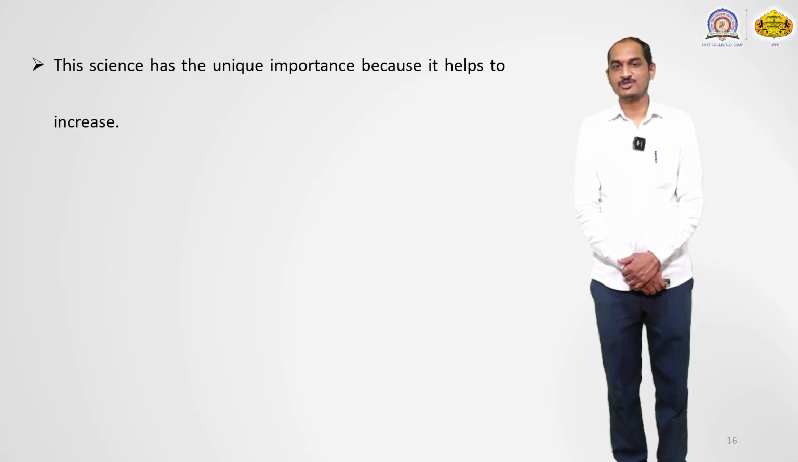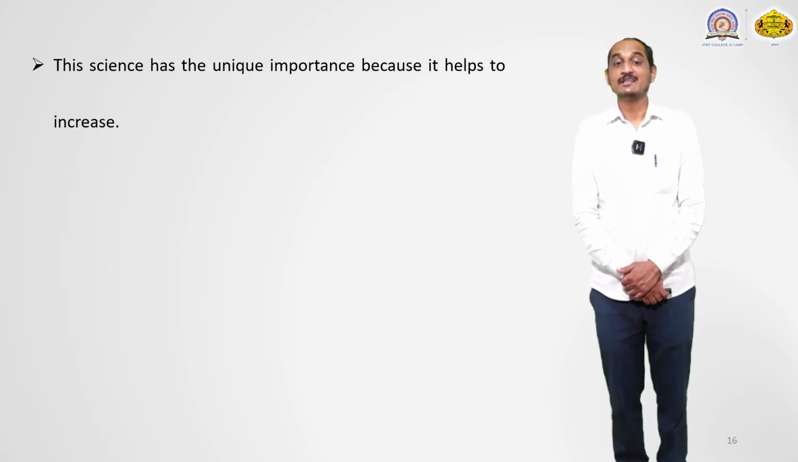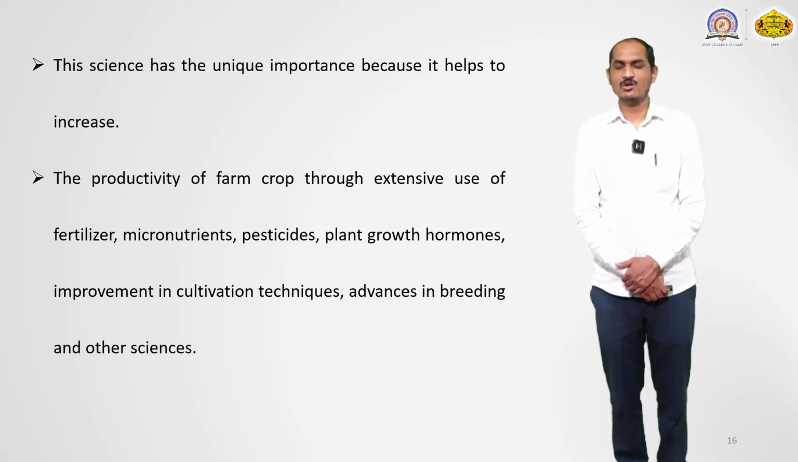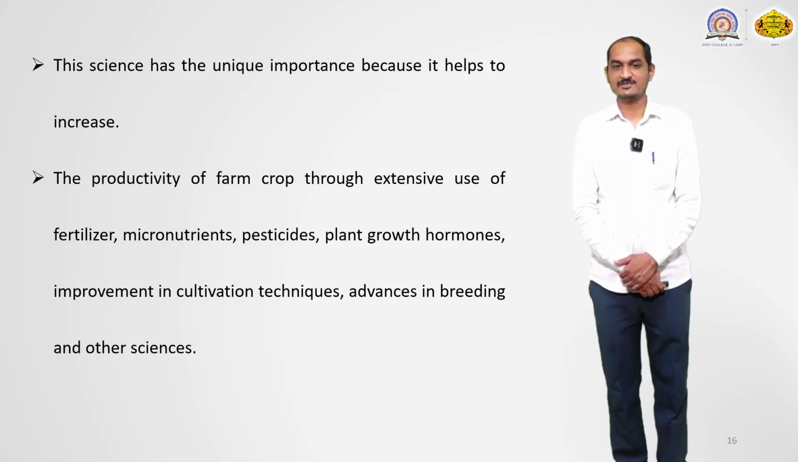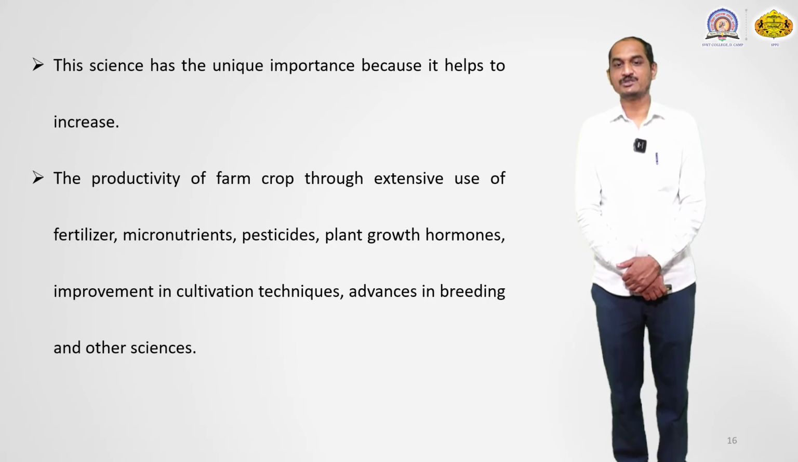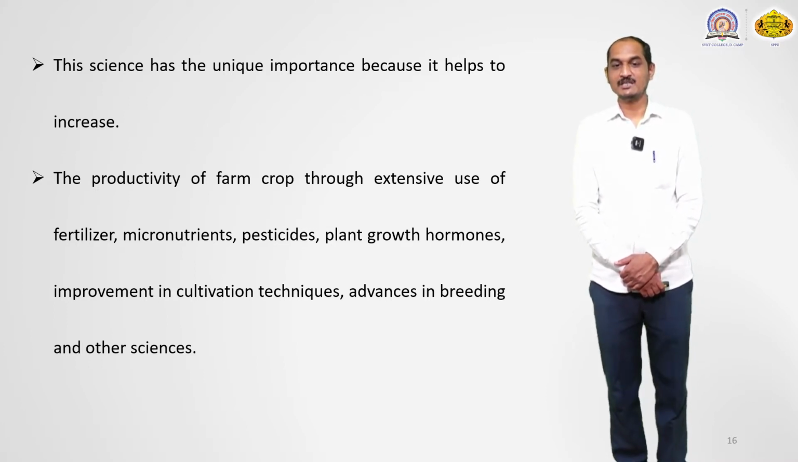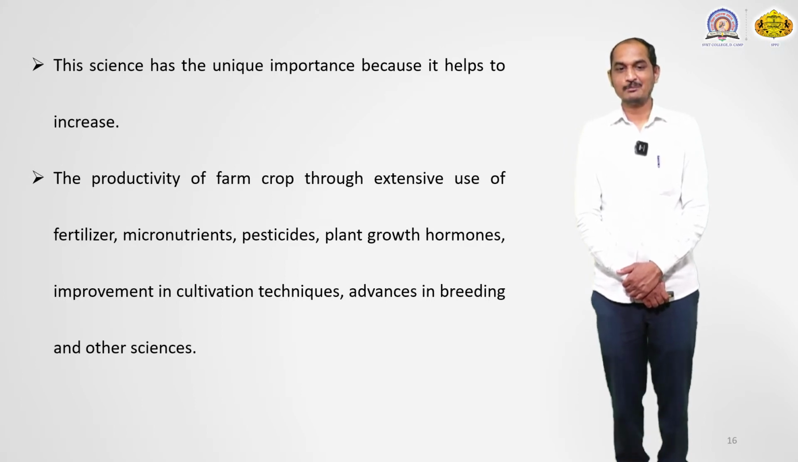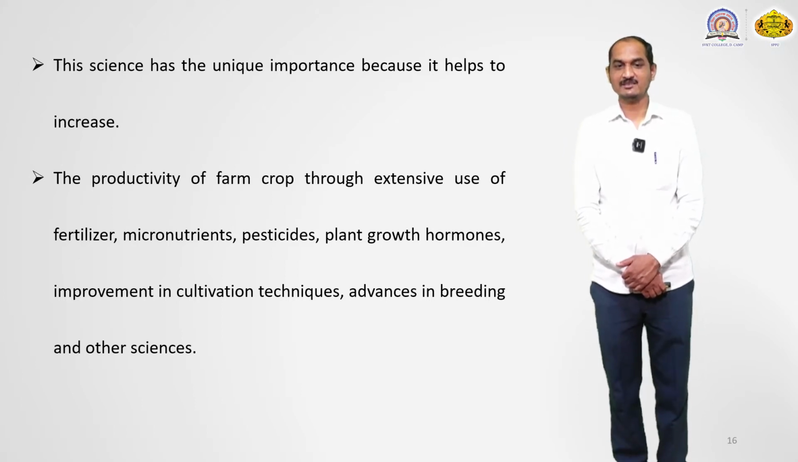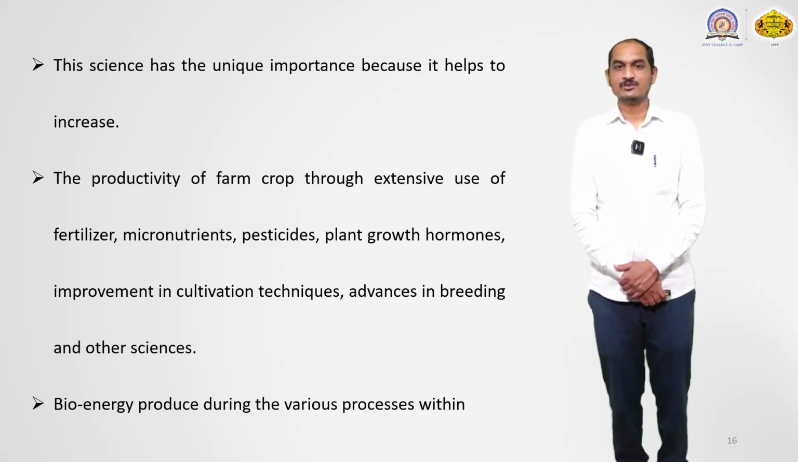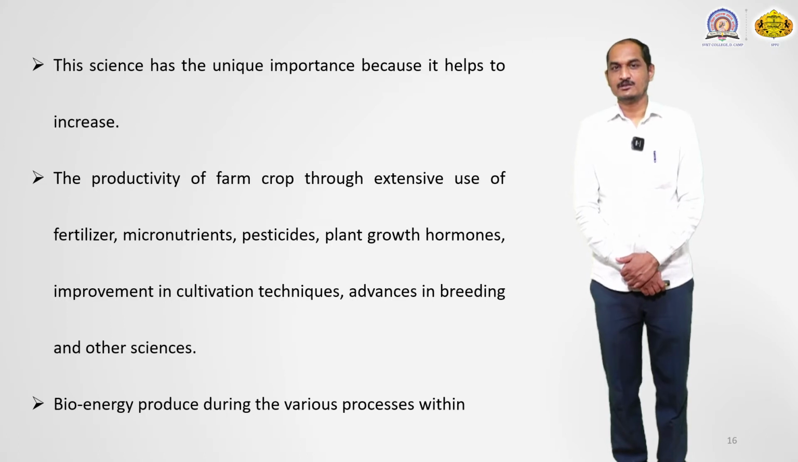and this science has unique importance because it helps to increase the productivity of all agricultural products and farm crops through the extensive use of fertilizers, micronutrients, pesticides, plant growth hormones, improvement in cultivation techniques, and advances in breeding and other sciences. This is the achievement of science and technology. It is very helpful to increase the productivity of the agricultural sector.